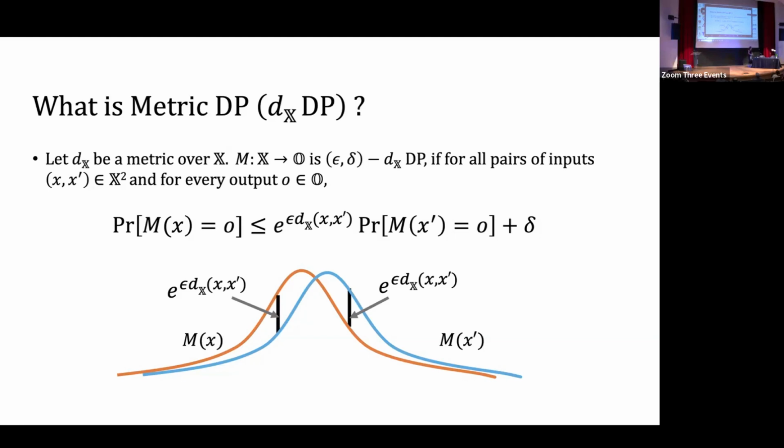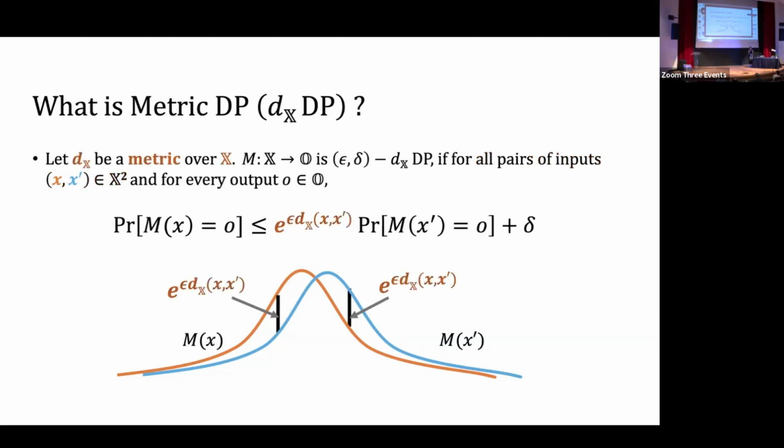Okay. So let's look at a relaxation of the definition called metric DP. Now here I have two differences from the previous slide. First, I'm working with single pairs of inputs, which means that I'm assuming that the data sets are singleton. Now, this is just for ease of explanation. This simply corresponds to the local model of differential privacy.